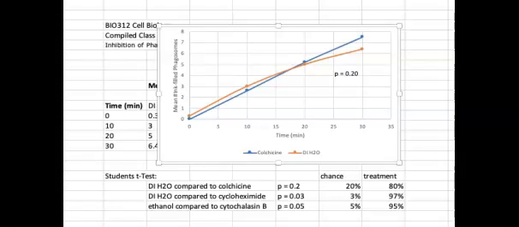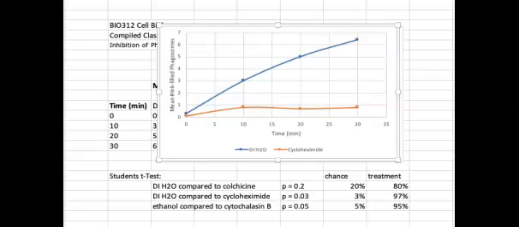Now, let's look at the next comparison that we made. When we compared the control to the cyclohexamide inhibitor, we got a much lower p-value, didn't we? We got a p-value of 0.03, 3%. So any difference we saw between the control and the cyclohexamide, there was a 3% probability that that difference was just a fluke, but a 97% probability that it was real, that it was actually due to the cyclohexamide. Let's pull that graph up.